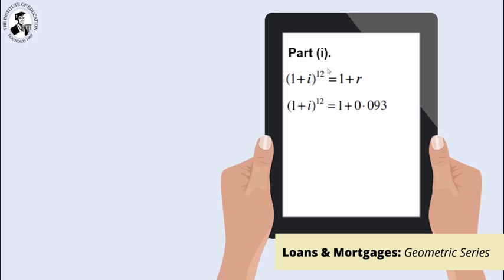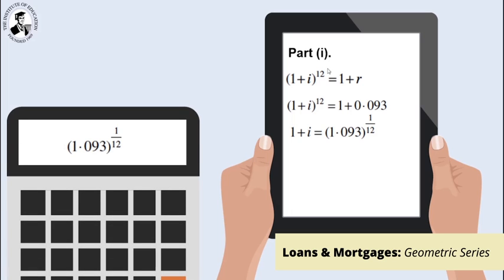Now, replacing r with 0.093, we then put each side of the equation to the power of 1/12 to get 1 + i. This can all be done on a calculator. By calculator we get 1 + i to be 1.007438043. By subtracting 1, we get the value of i to be 0.007438043, which is 0.00743804, correct to 6 significant figures.